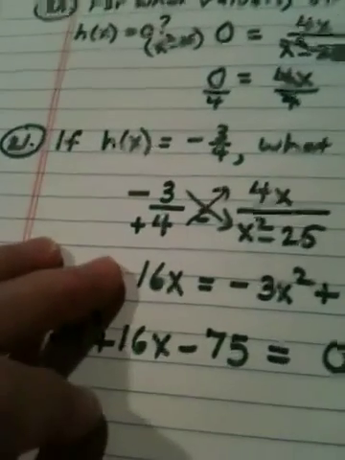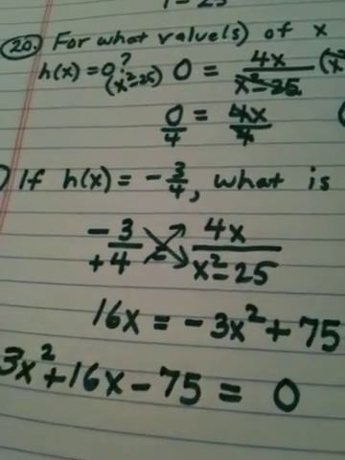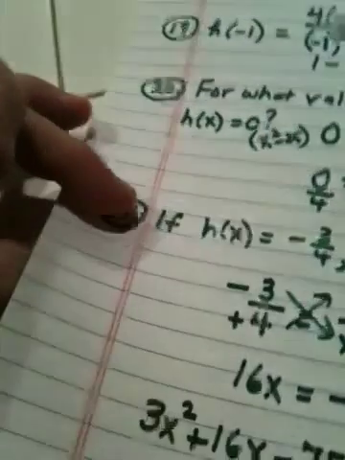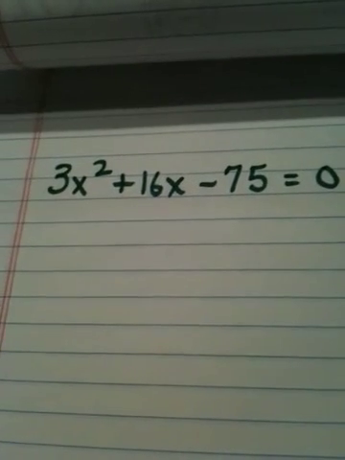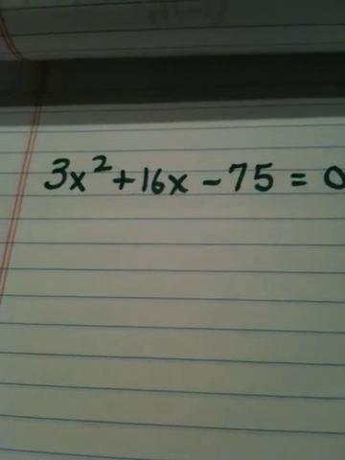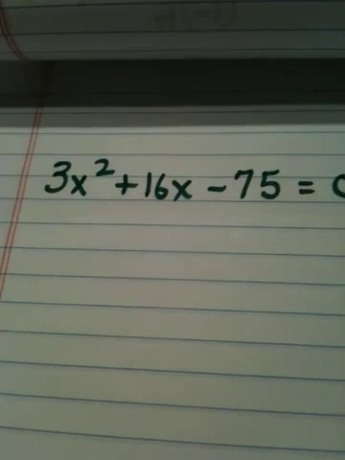Okay? Now, let me move to another piece of paper. Alright, I have 3x squared. Let me make sure I'm copying it right. Plus 16x minus 75 is 0. Now, I can try to solve that quadratic equation by factoring. Okay, that's one way to approach the problem. Or I can go to the quadratic formula.